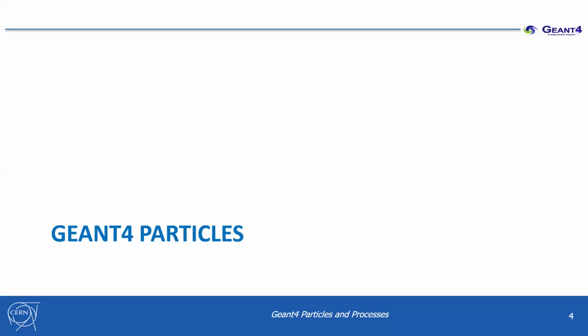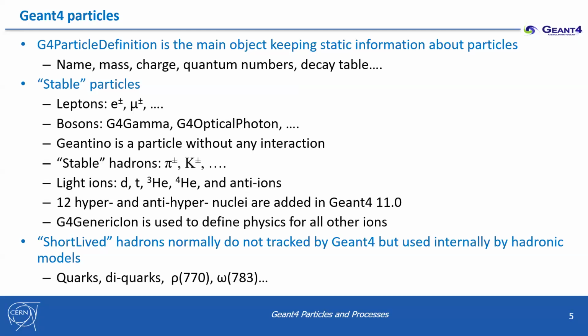Let's discuss G4 particles. The G4ParticleDefinition class is the main object keeping static information. It is, of course, the name of the particle, mass, charge, quantum numbers, decay table. These parameters of particles are not changed during the run. They are absolutely stable, and they are shared between all threads in multi-threaded mode.